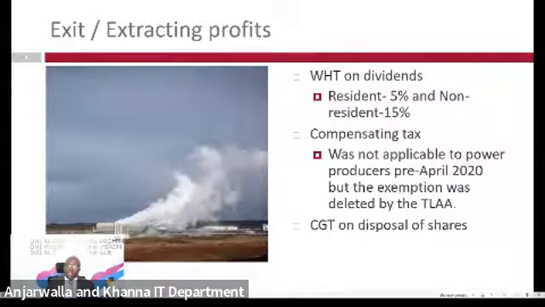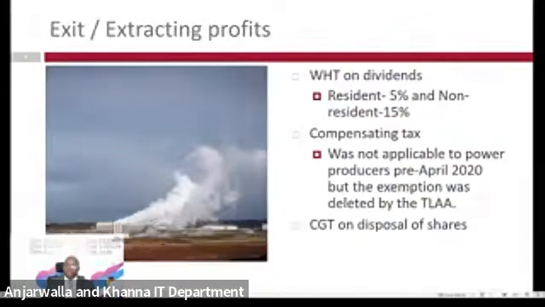At exit, and of course, most investors will come in with an exit in mind. Exit can be in a number of ways. In some cases, we've seen exits happen in Kenya through a sale of shares in the Kenyan entity that holds the project, in which case you will have capital gains tax at a rate of 5% on the disposal.